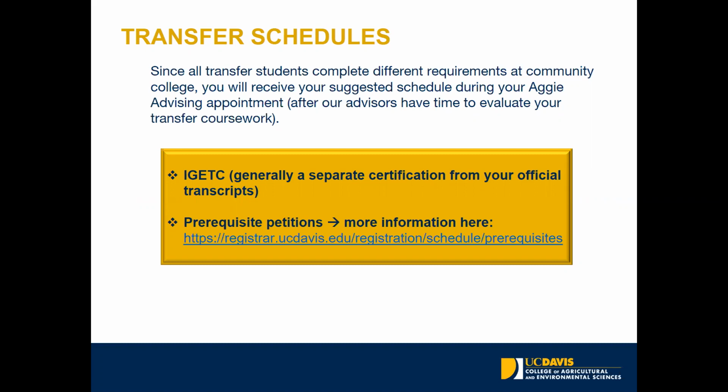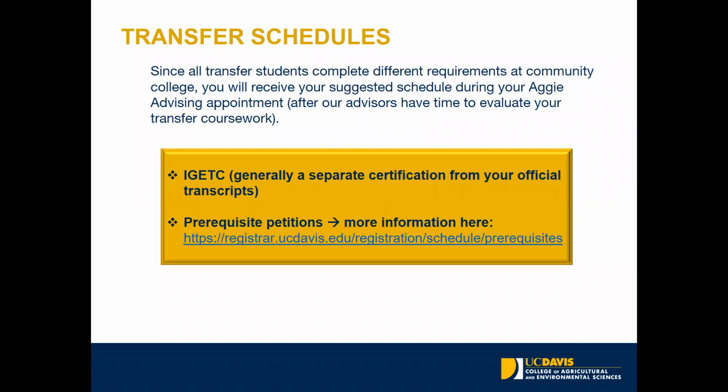Something else I wanted to note for registration is prerequisite petitions. That link there, all of my transfer students are going to want to review and understand what prerequisite petitions are. We're working on our systems reading what you took at community college so that it will recognize it, and you won't have to put in a prerequisite petition, but you most likely will have to. Say you took your general chemistry at a community college; sometimes that will transfer into our system exactly as Chem 2A, 2B, 2C.